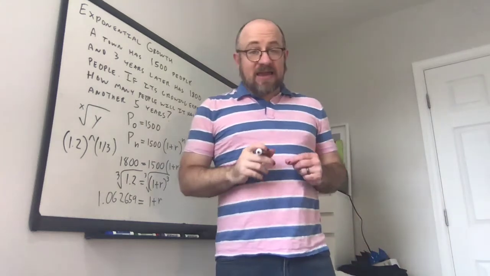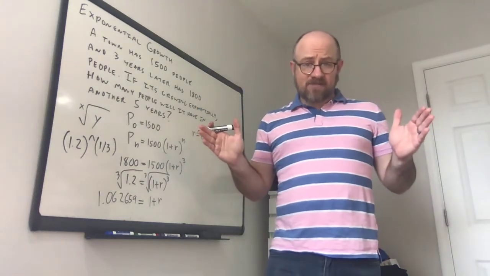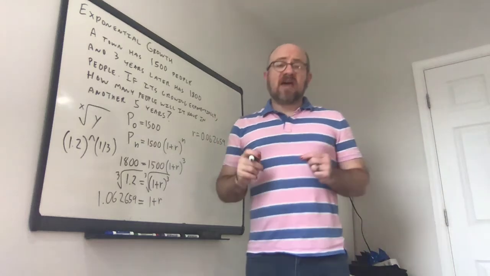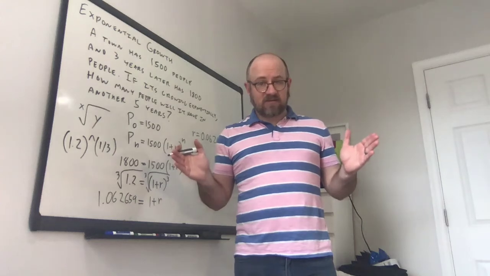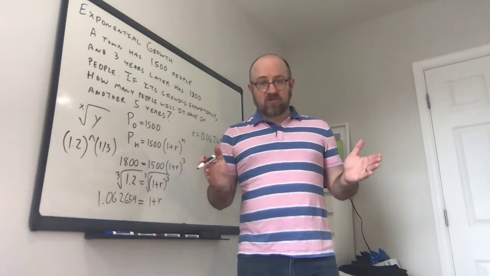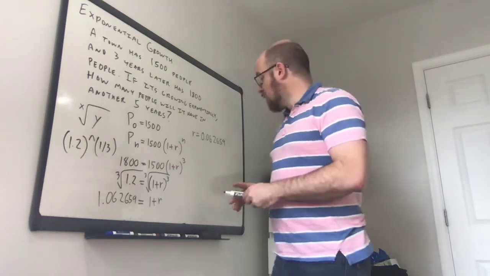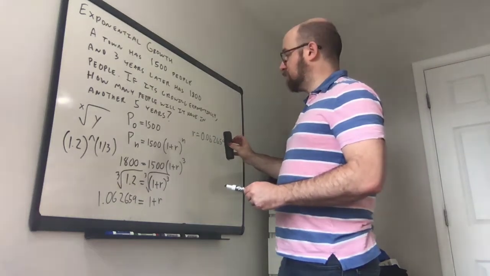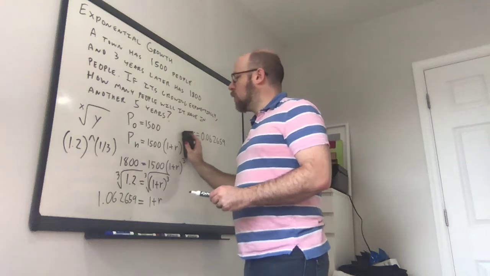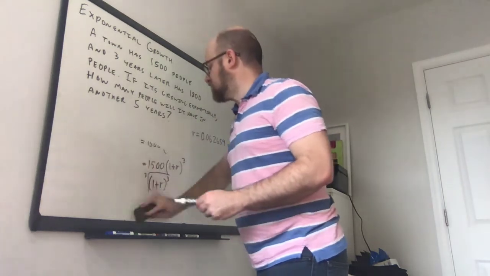Now notice here that I kept a lot of decimal places, and that's on purpose. With exponential growth, if you don't keep all these decimal places, you can get yourself in a lot of trouble really fast. Okay? So what this gives us is an explicit equation. So let me just write down the explicit equation.